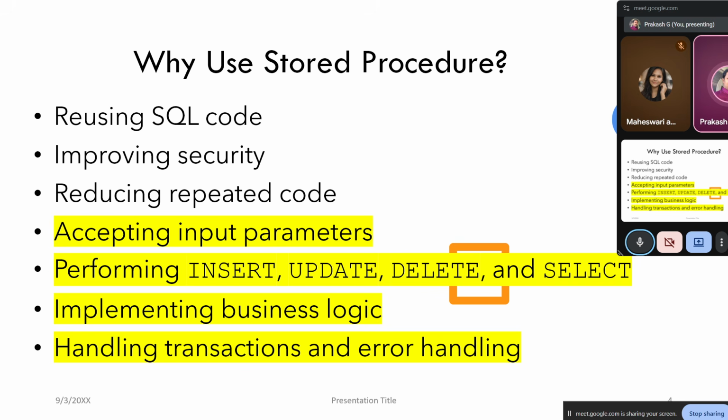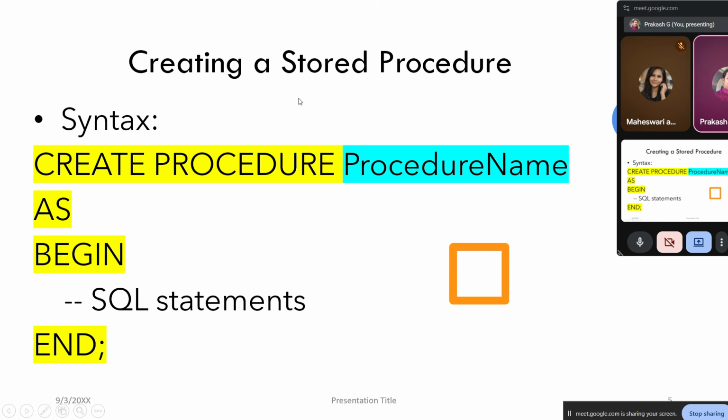Handling transactions and error handling. Transactions, we have seen already: commit, rollback, savepoint, all this. We can execute them inside the stored procedure, and we can do exception handling and error handling also. These are the reasons why we go for stored procedures.